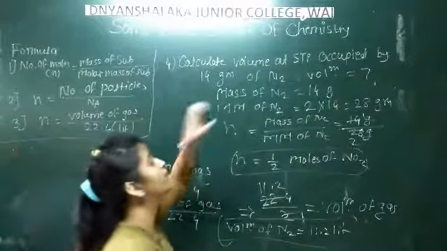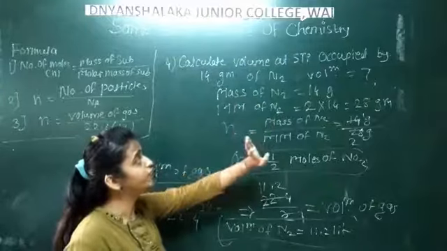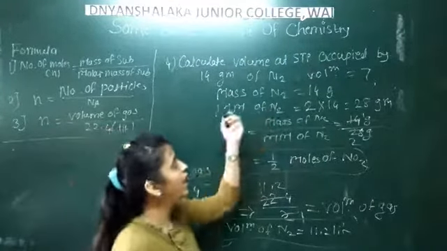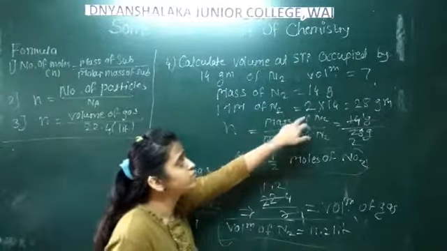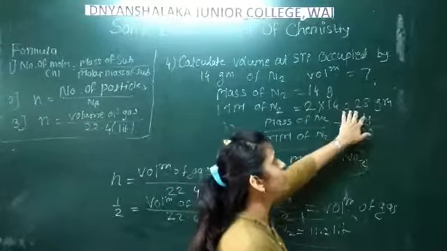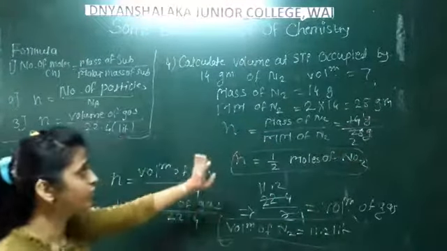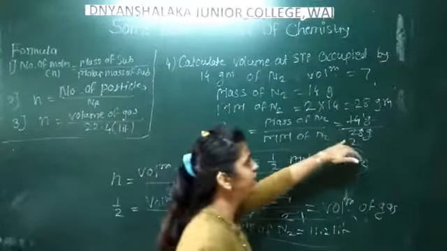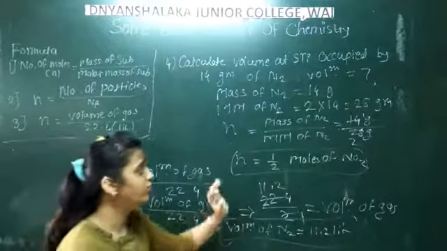Again we explain this example. Calculate the volume at STP occupied by 14 gram of nitrogen. In this example, the mass of nitrogen is given as 14 gram, and we first find the molecular mass of N2. So 2 atoms of nitrogen into 14, the average atomic mass of nitrogen. So the molar mass of nitrogen is 28 gram. We use the first formula: mass of substance upon molar mass of substance. So 14 divided by 28, we get the number of moles of nitrogen as 1/2.